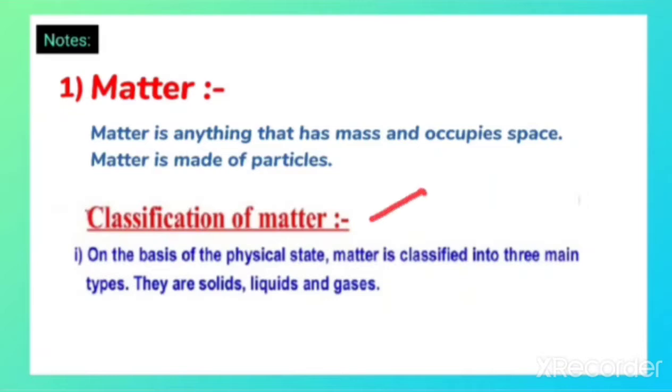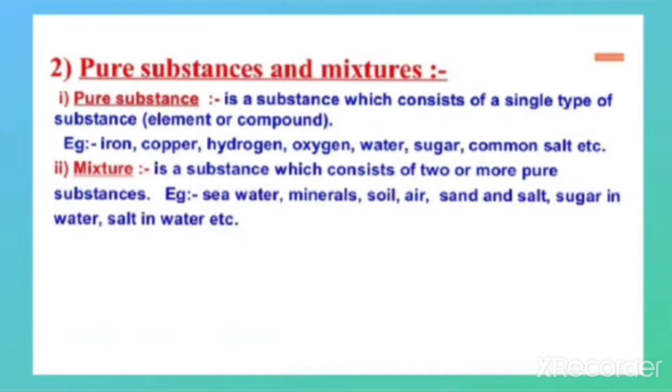As in the first chapter we discussed, on the basis of physical state, matter is classified into three types, that is solids, liquids and gases. We have also discussed the properties of solids, liquids and gases in the first chapter. Now what we'll write next is pure substances and mixtures.